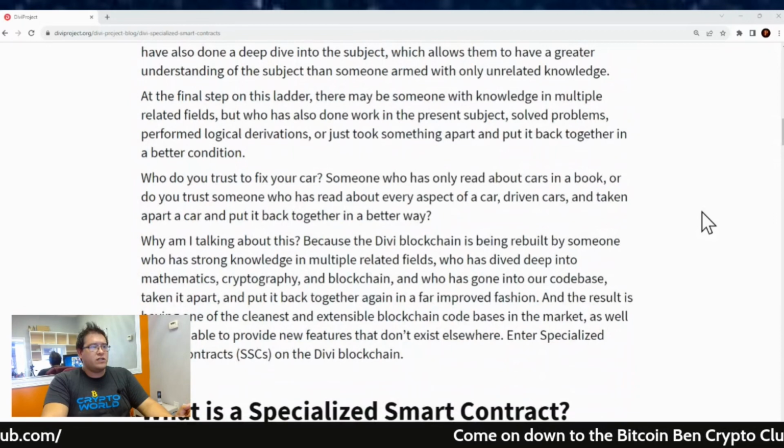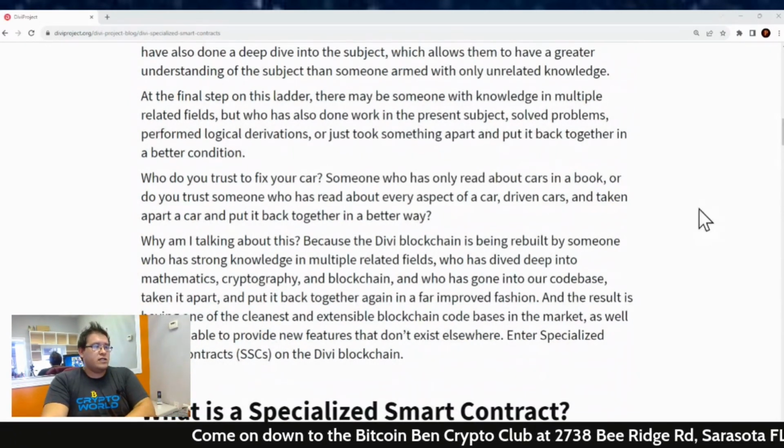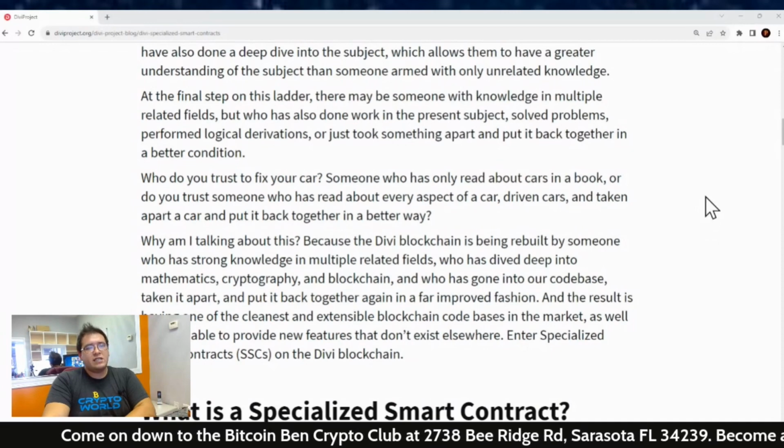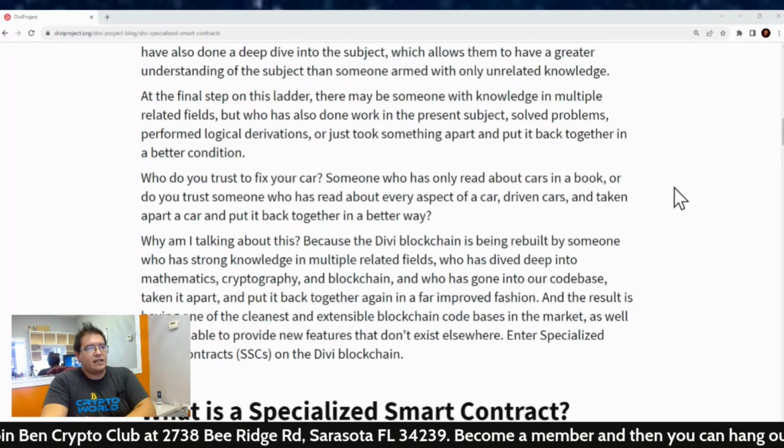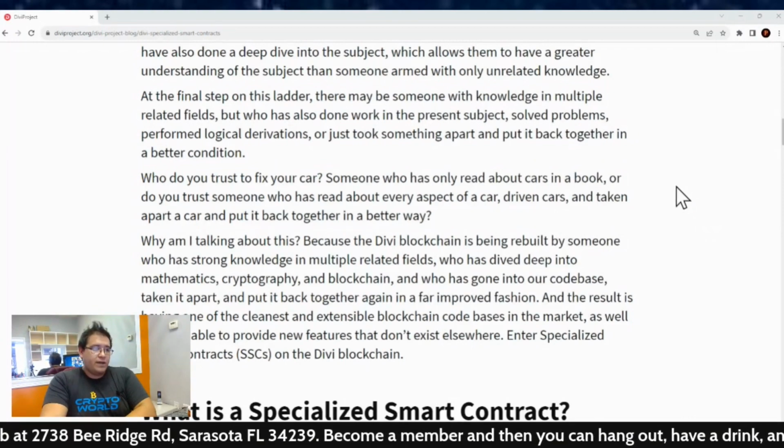Now, who do you trust to fix your car? Someone who has only read about cars in a book, or do you trust someone who has read about every aspect of a car, driven cars, and taken apart a car and put it back together in a better way? Now, why am I talking about this?